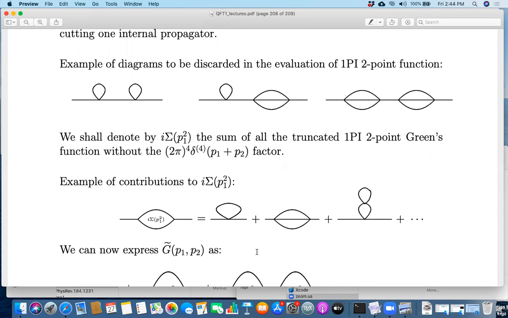Okay, so as I already emphasized, this is just a definition. I'm not changing the Feynman rules. I'm just defining I sigma p1 square to be this. Because our goal will be that we'll write down the full propagator, the full 2-point function, which contains all of these diagrams in terms of this I sigma p1 square.